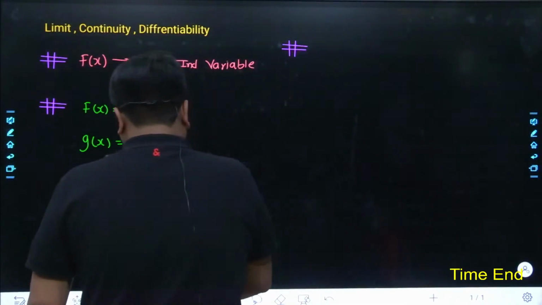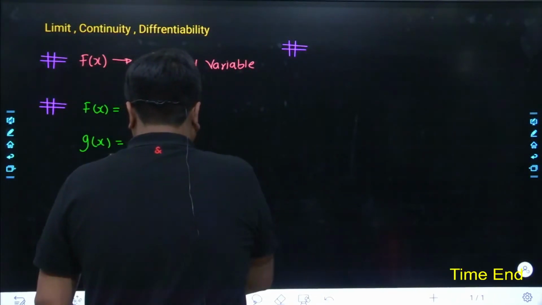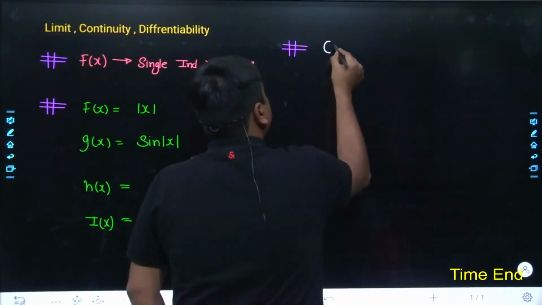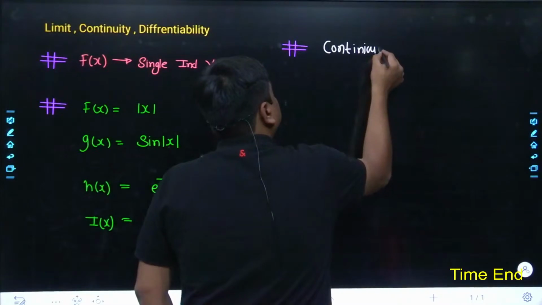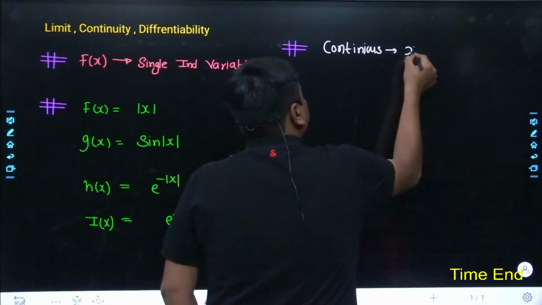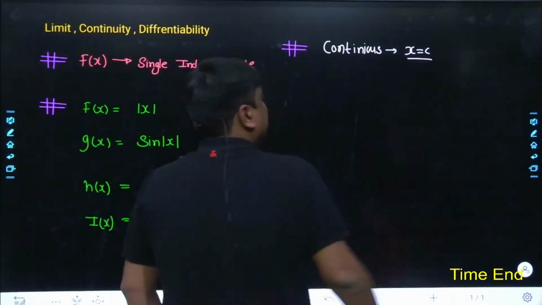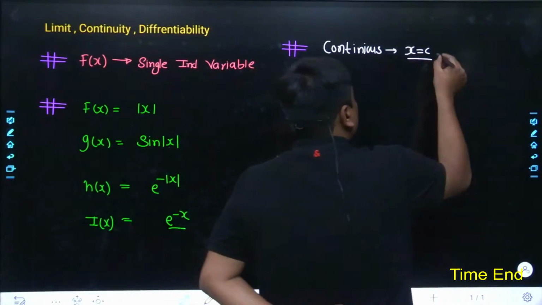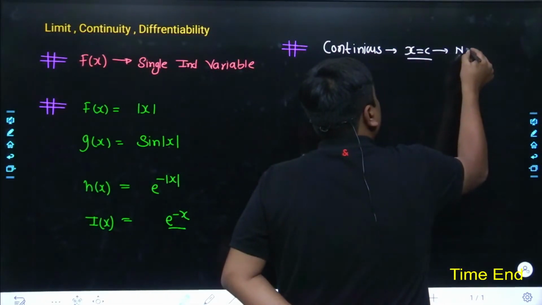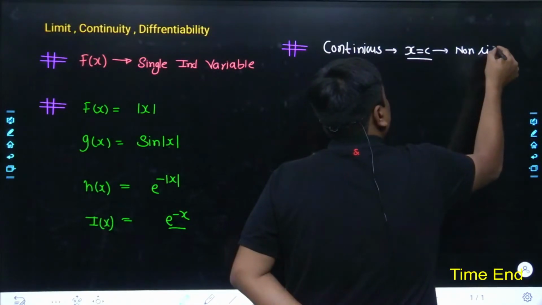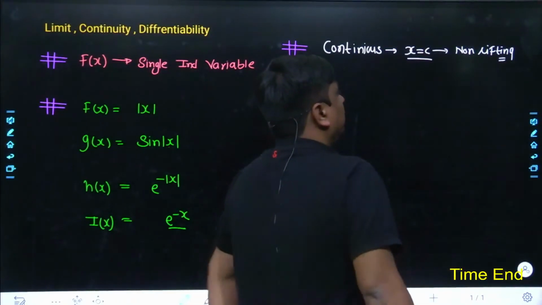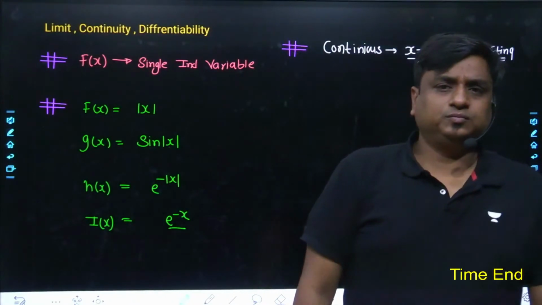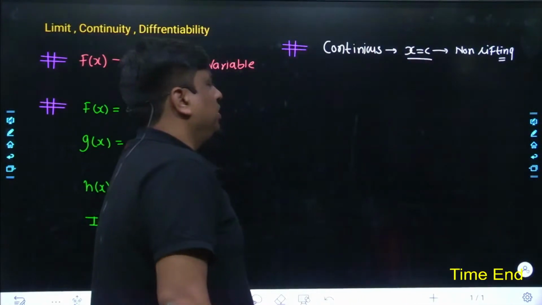A function is said to be continuous at any test point, let's take the test point to be x equal to c, if the pen has not been lifted, no lift, non-lifting of the pen. That's the generic understanding of continuity.